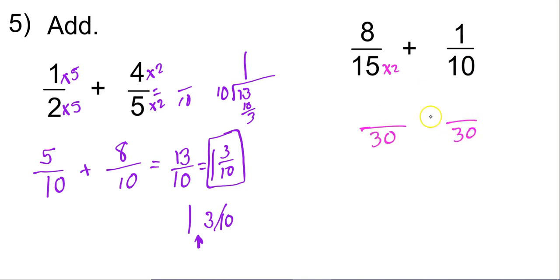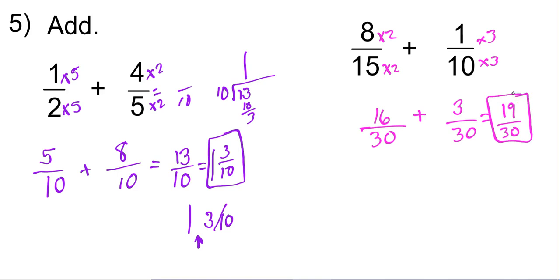So let's rewrite this fraction question with 30ths. So this would be times 2 as well. So 16/30. This is times 3. So 1 times 3 is 3. All right. You just add straight across. 16 plus 3 is 19. The denominators you don't add, that just stays the same. So our answer for part B is 19/30.